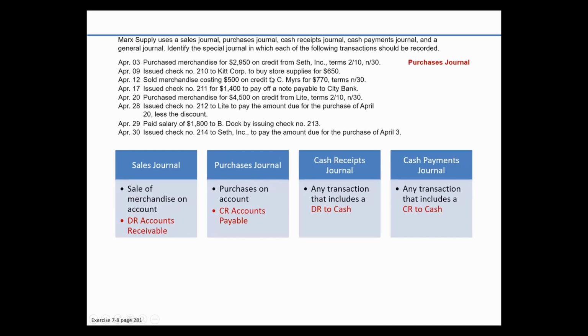Now on April the 9th, we issued check number 210 to Kit Company in order to buy some store supplies in the amount of $650. Well, this would be a cash payments journal because we're writing a check ourselves in order to do that. So we would debit the store supplies and then we would credit cash.